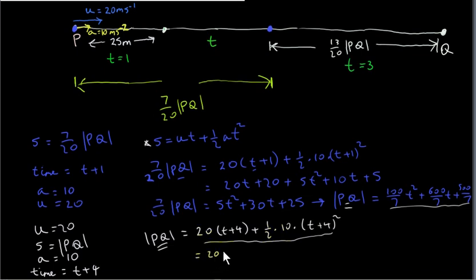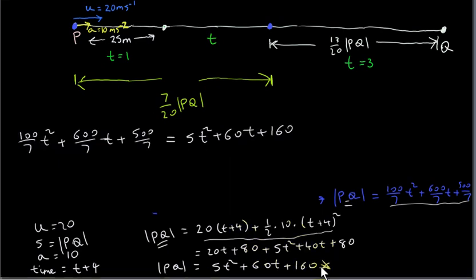So here we get 20t plus 80, plus we have 5 here. It's going to be 5t squared. We get 8t times 5 is 40t. 4 squared is 16. 16 times 5 is 80. So we can write this as PQ equals 5t squared. We have 20t plus 40t is 60t, and we have 80 plus 80 is 160.